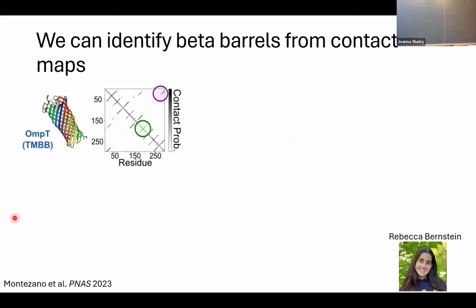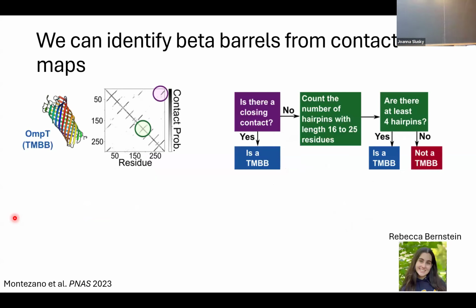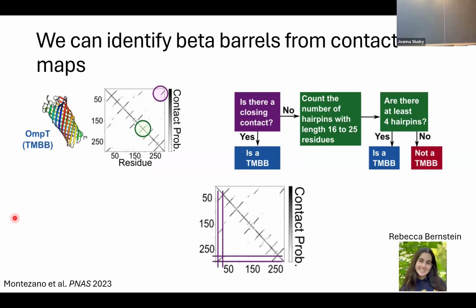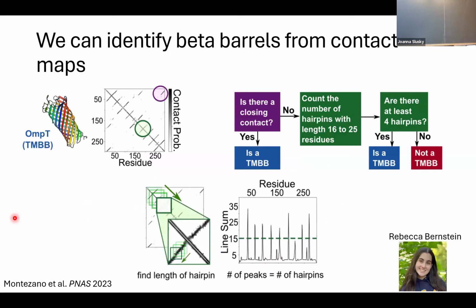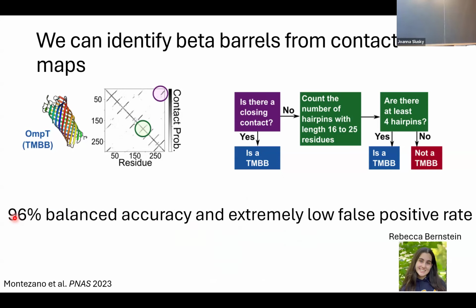And the person who did this algorithm was Rebecca Bernstein, who at the time was a high school student in my lab. And it's a fairly elegant algorithm where she said, okay, is there a closing contact? That's where the first strand interacts with the last strand. If yes, it's a transmembrane beta barrel. Otherwise, you can count the number of hairpins with particular lengths. If you get enough of them, it's a transmembrane beta barrel. And this alone was able to give us a balanced accuracy of about 96% and an extremely low false positive rate.